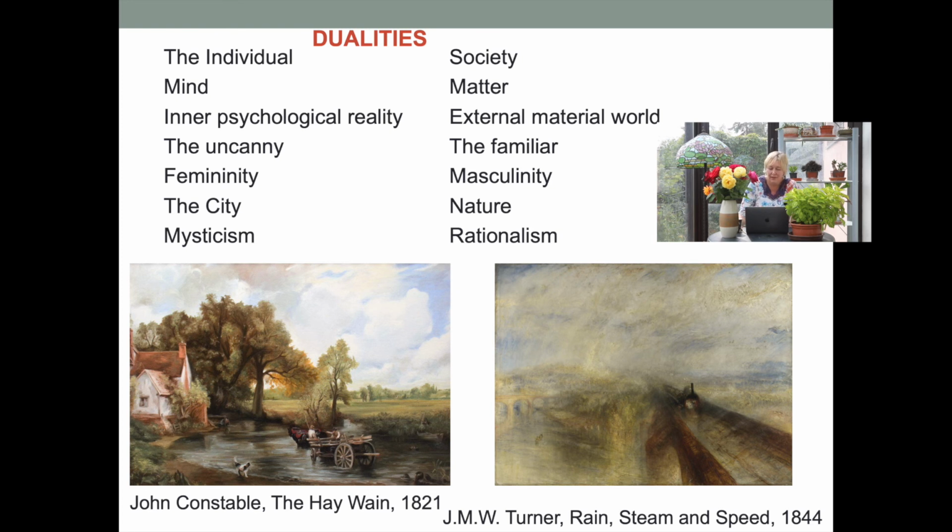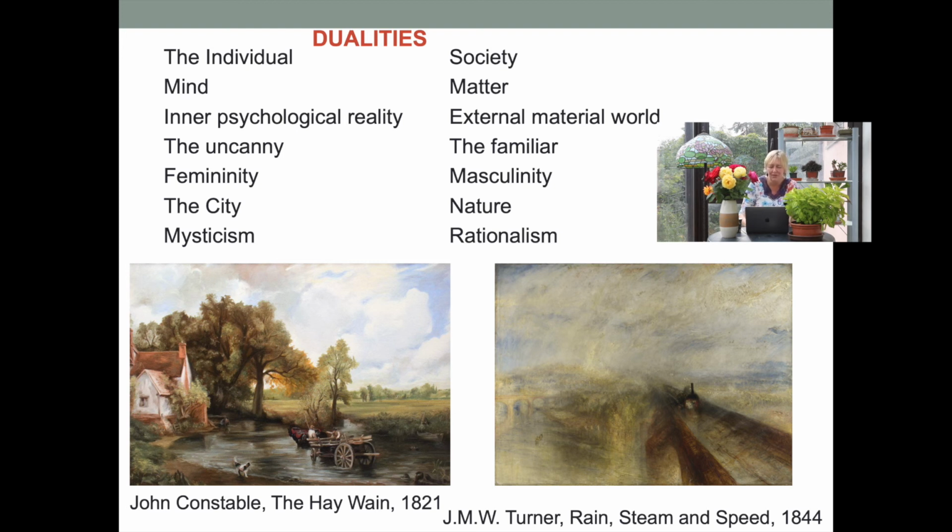Here we have two images by the two great landscape painters of the first half of the 19th century, John Constable and Joseph Mallord William Turner. And you just see it, the duality in thinking. Probably some of the best known and best loved paintings, the Hay Wain by Constable and Rain, Steam and Speed by Turner. One shows the traditional world of rural life in a more or less traditional manner.